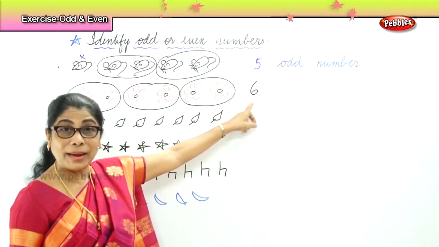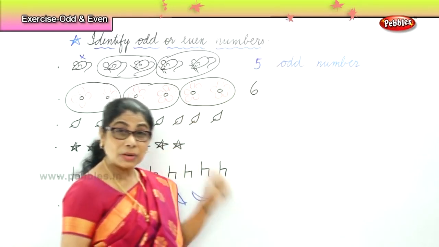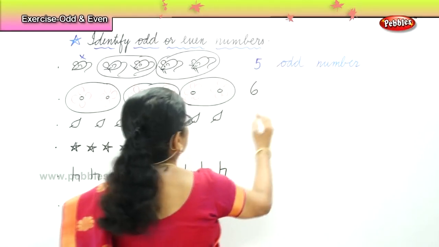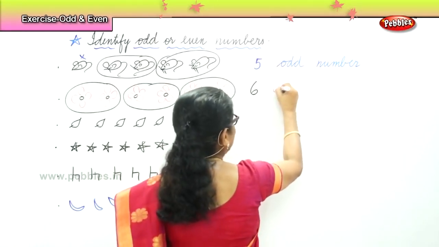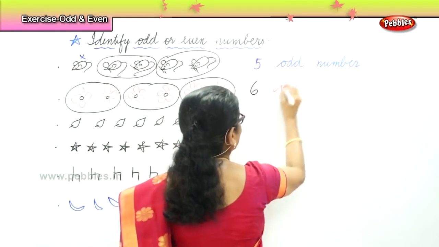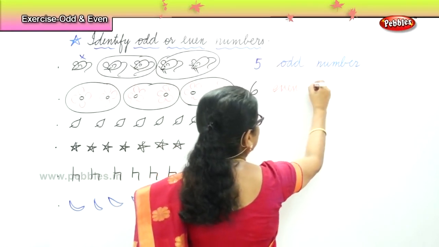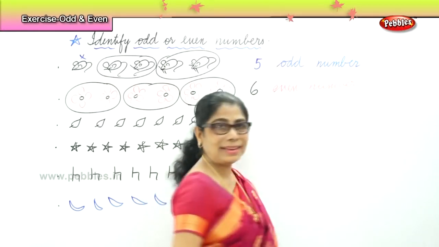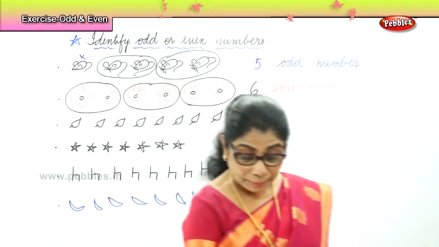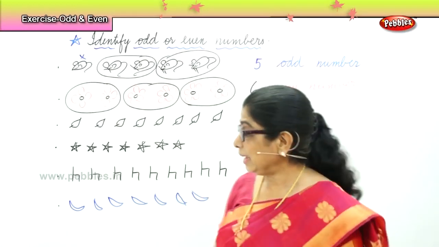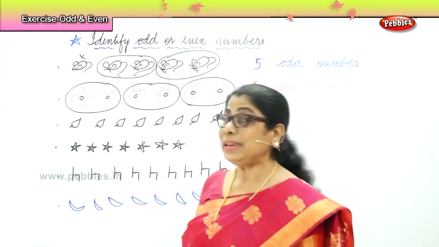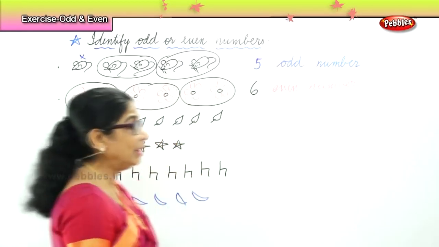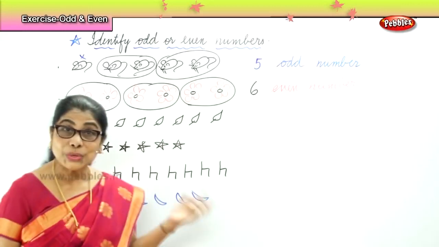Number six is a square number. Everybody's got a partner. So number six is, what number is that? It's an even number. So six is an even number. Okay? Six is an even number. Alright? Now, next we are going to pair up some leaves that I have. There are some leaves here. Alright? Now let's do counting in twos.